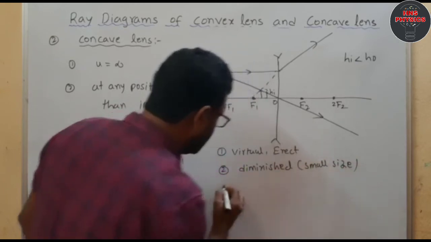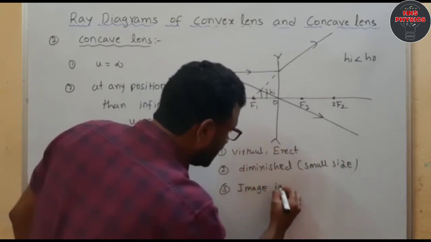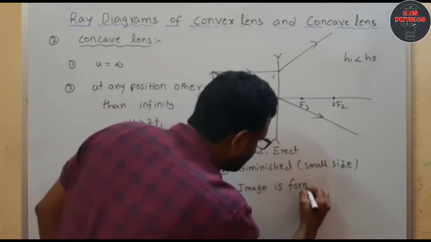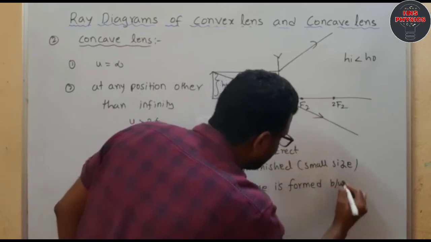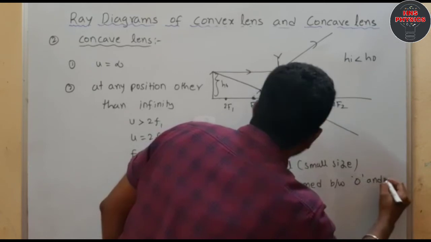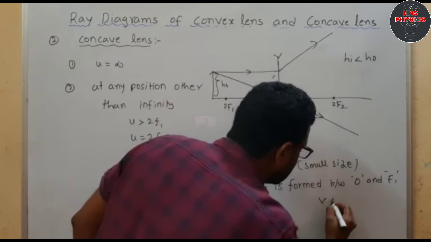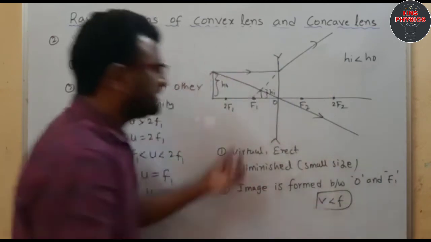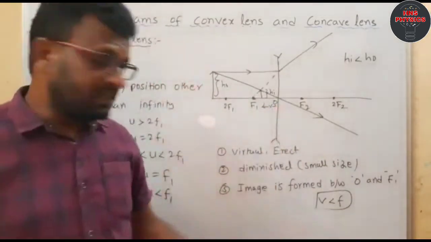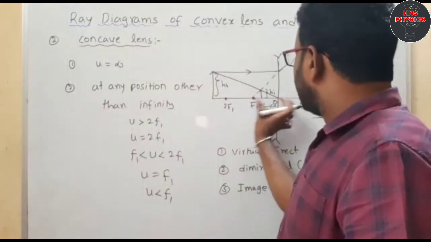Again the image is formed on the same side of the lens, between the optic center and F1, between O and F1. So here the image distance is less than the focal length. This is the image distance. That image distance is less than the focal length, so the image is formed between O and F1.